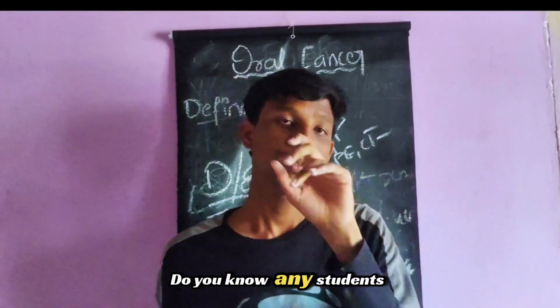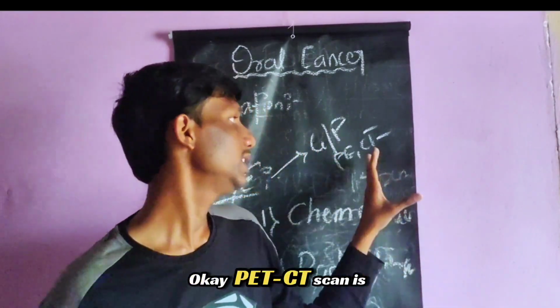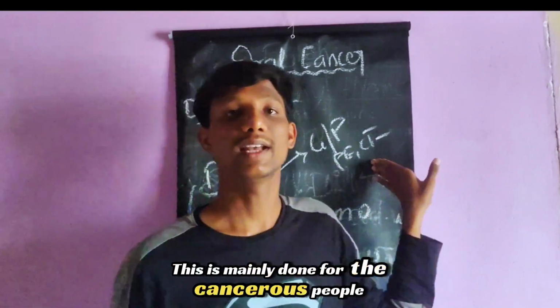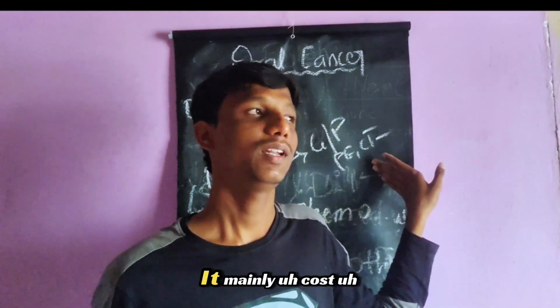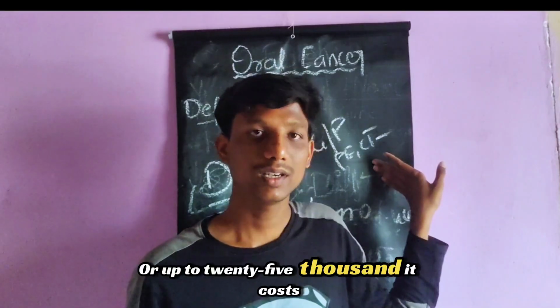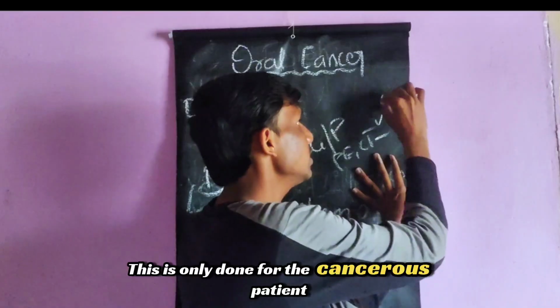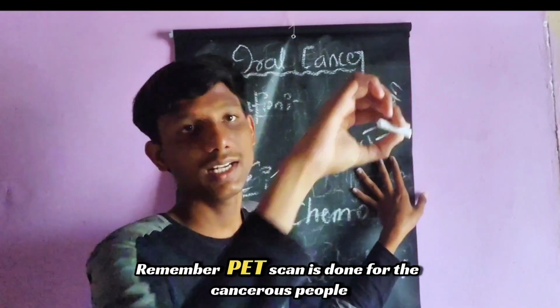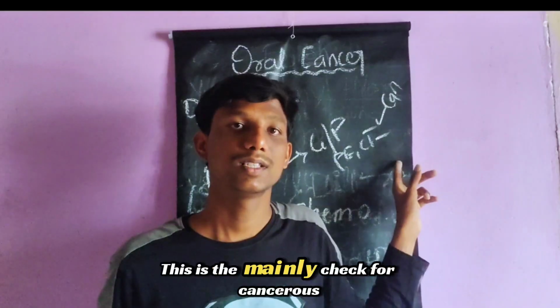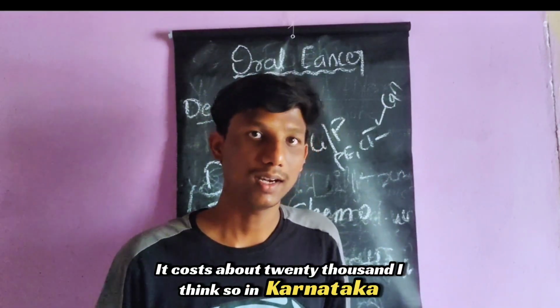Do you know, students, what is meant by a PET CT scan? A PET CT scan is mainly done for cancerous people. It costs about 20,000 up to 25,000. That is the rate of the PET scan. This is only done for cancerous patients. Remember, a PET scan is done for cancerous people. This is mainly the check for cancer. It costs about 20,000, I think, in Karnataka.